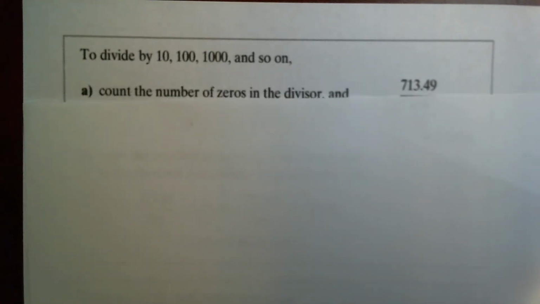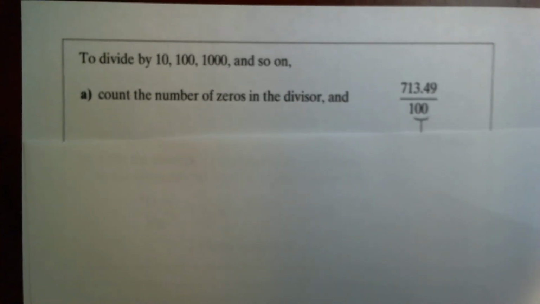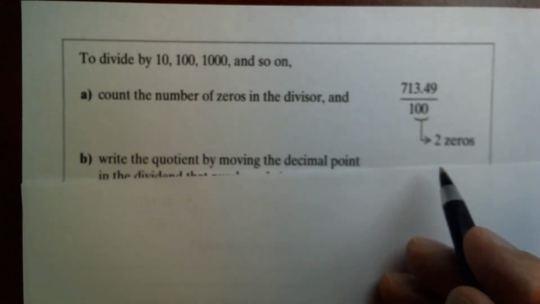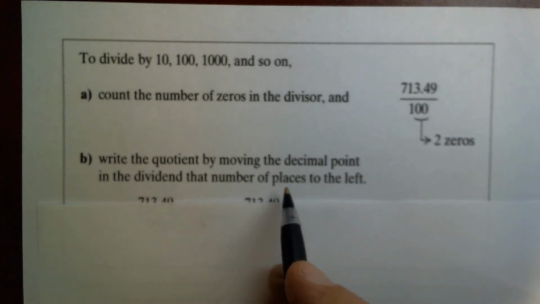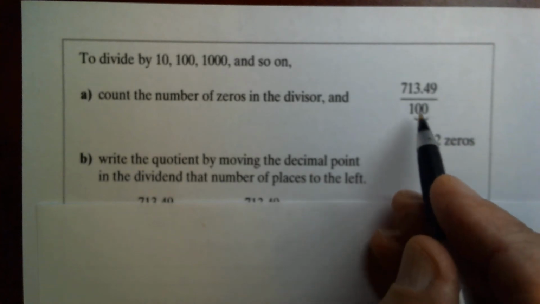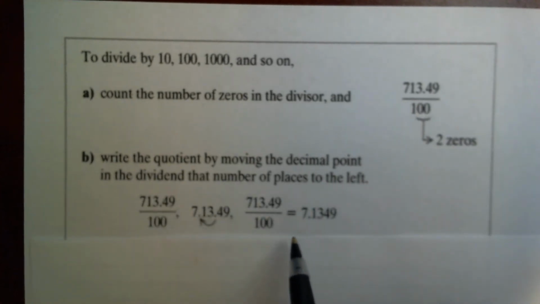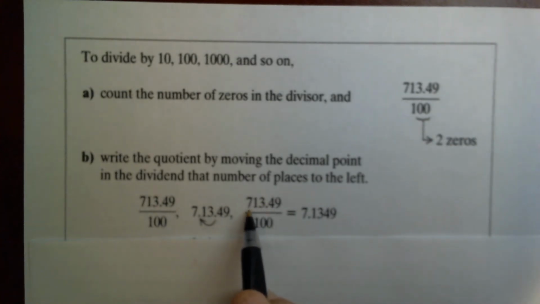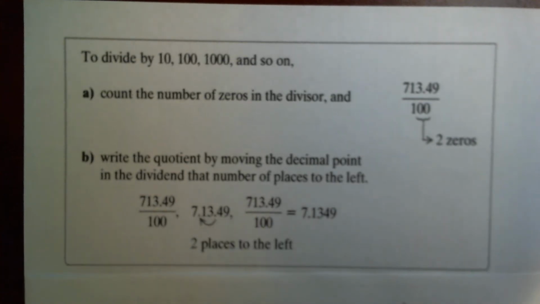Now, to divide a number by 10, 100, 1000, and so on, we simply count the number of zeros in the divisor. For example, 713.49 divided by 100, so there are 2 zeros, and then we write the quotient by moving the decimal point in the dividend that number of places to the left. So we simply move the decimal 2 places to the left. That means it's 7.1349. So it's very straightforward, very easy to do.